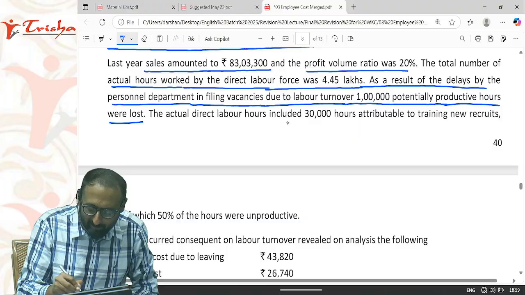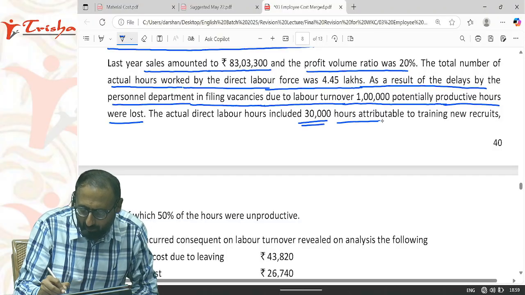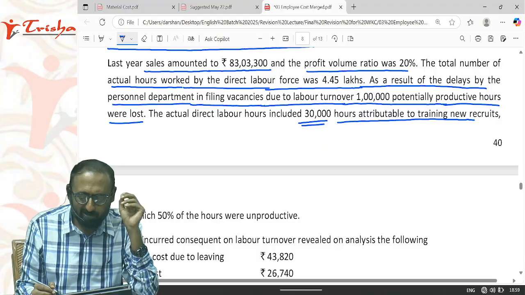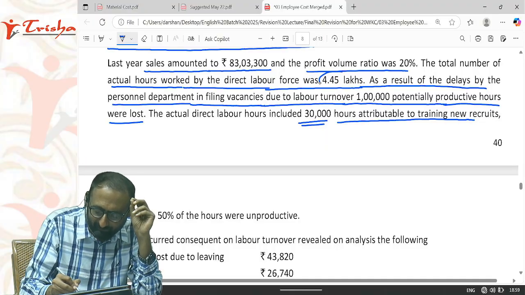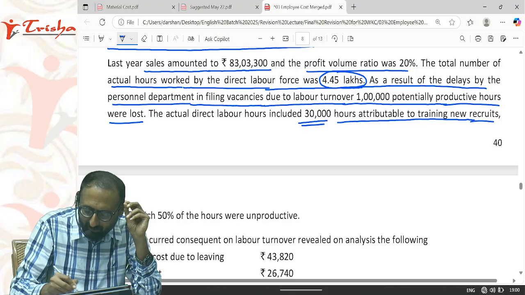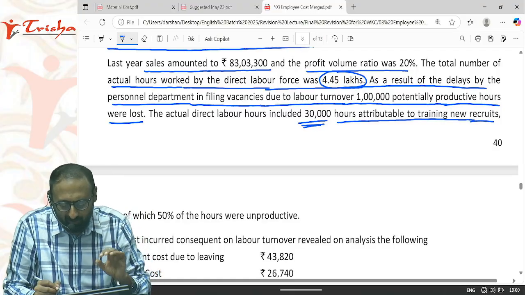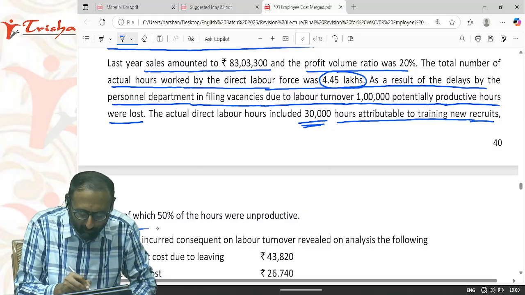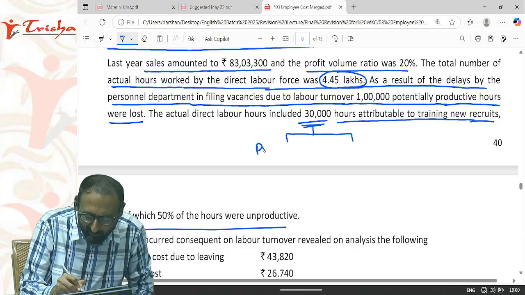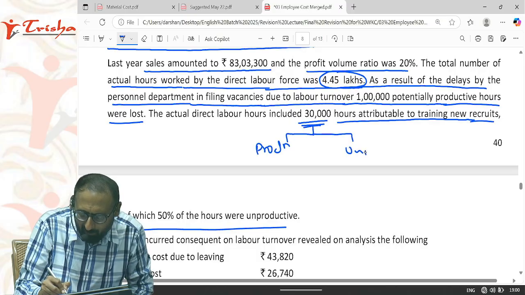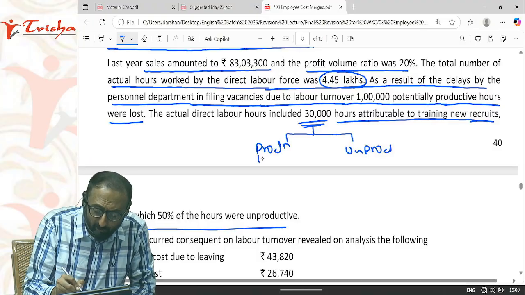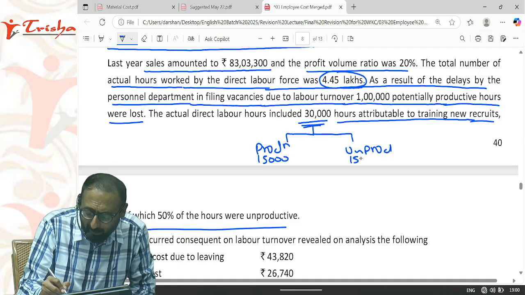Next one, actual direct labor hours include 30,000 hours attributable to the training of the new recruit. How much hours given in the question? 4.45 lakhs is your total hours given in the question. Total hours include 30,000 as training hours. In that training time, 50% time is unproductive. In 30,000 hours, how much is good time, that is productive time, and how much will be the unproductive time? 50% productive, 50% unproductive. So productive time will be 15,000 hours, unproductive time will be 15,000 hours.